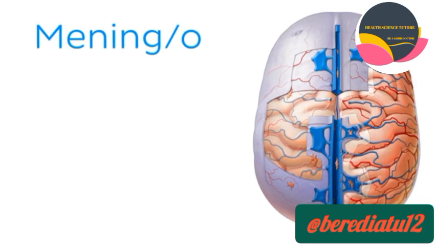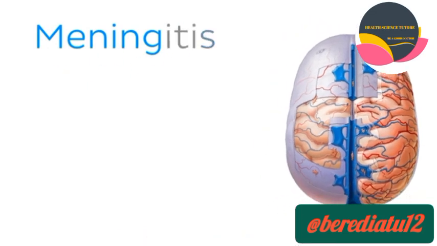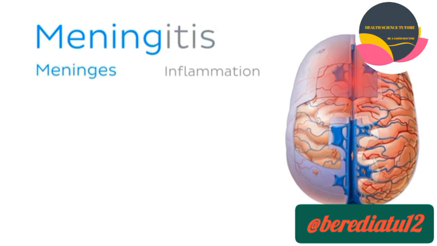Meninge or meningo, as you might have guessed, refers to the membranes surrounding the brain and spinal cord known as the meninges. We all know the term meningitis, a condition which causes inflammation of the meninges.